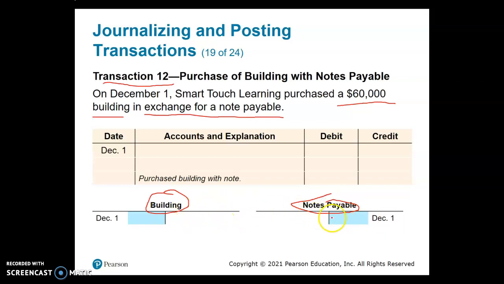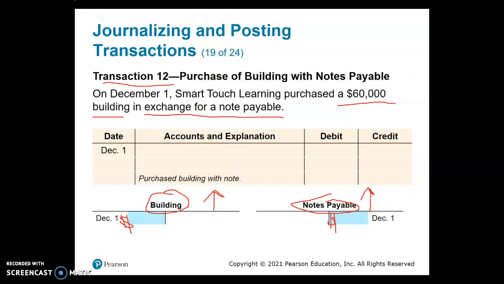We've got building and we've got note payable. Building is an asset, and in this transaction, building is going up. So that tells you that that number is going to be on the left or the debit side of the T account. Notes payable is a liability. That's going up. So any liability going up, that tells you that the normal balance is a credit. It's on the right side of the T account, okay?